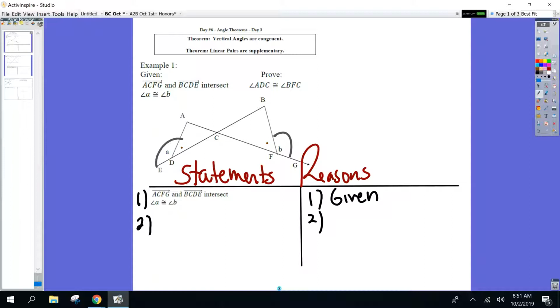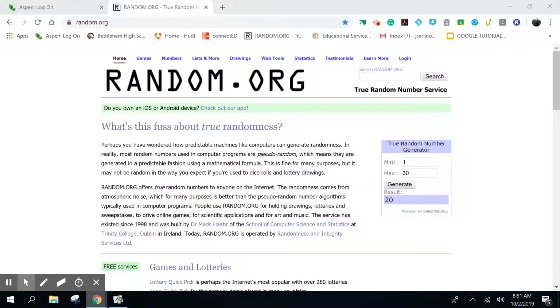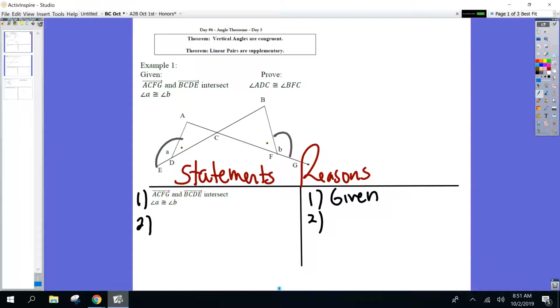I'm going to turn it over to you guys right now. Angle A and angle ADC, one of the prove angles here. What do I know about them? Don't yell anything out, I'm going to call on somebody. What do I know about those two angles if this is a straight line? They're supplementary. Love the vocabulary.